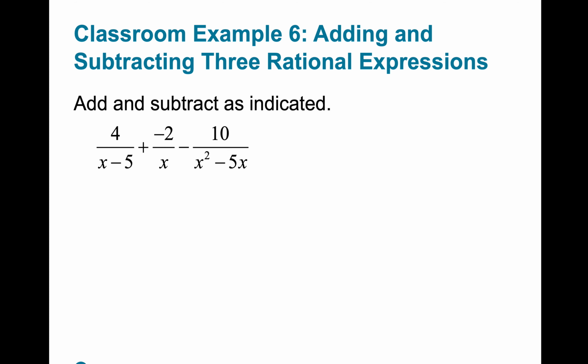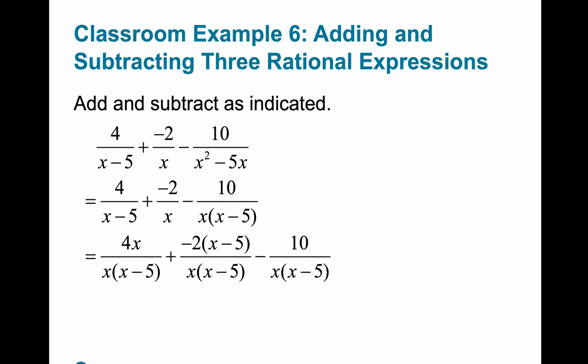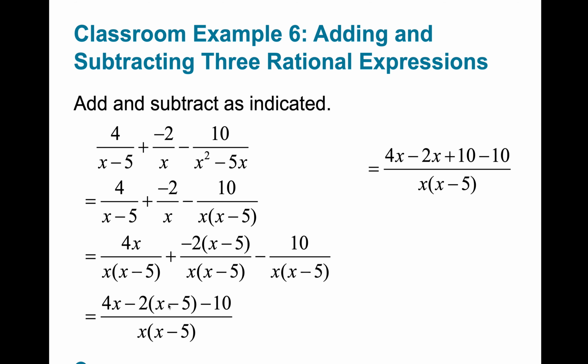Here's 3. I have 3 fractions, so I need a factor from every fraction to be present. So I'm going to multiply this by x minus 5 over x minus 5 to get the x times x minus 5. And I'm going to do the same thing here to get that x over x minus 5. I'm going to combine them, and I'm going to combine like terms to get 2x over x. The x's cancel, and I get 2 over x minus 5.